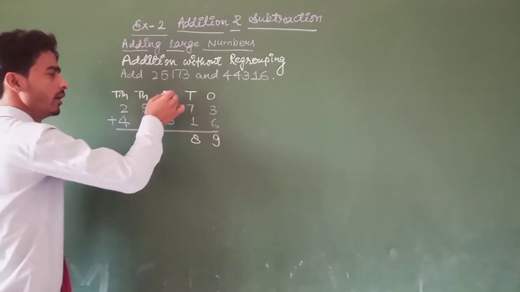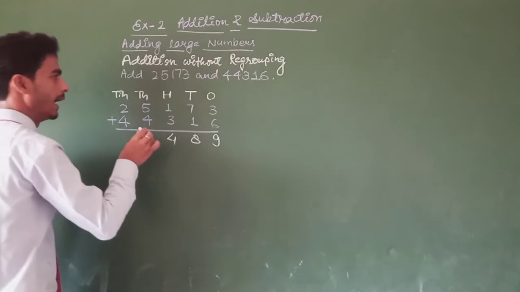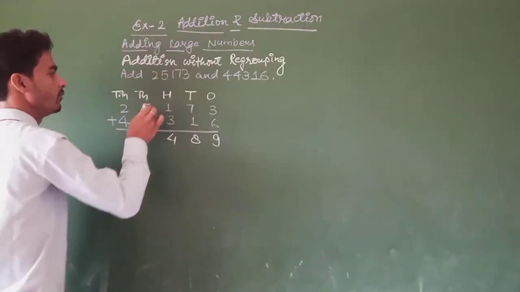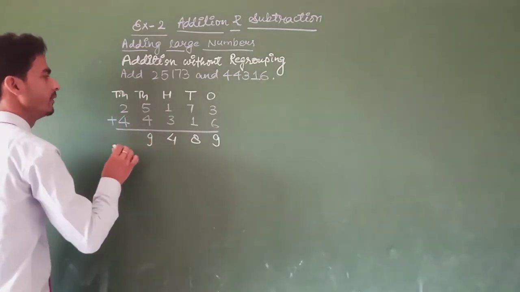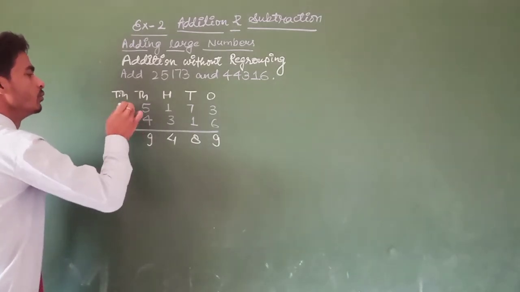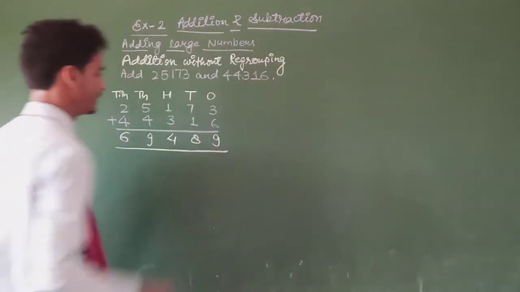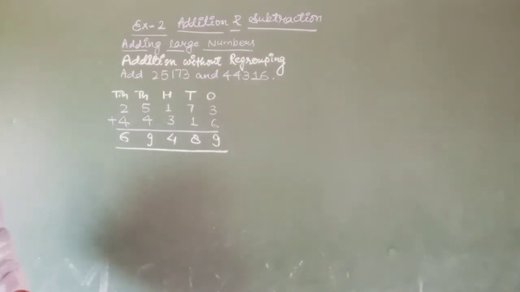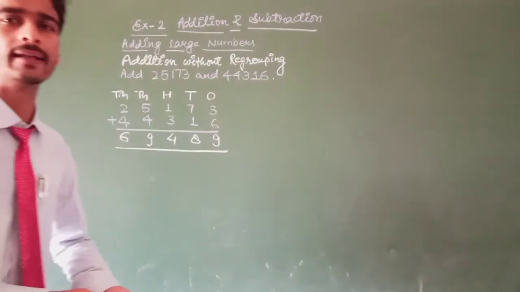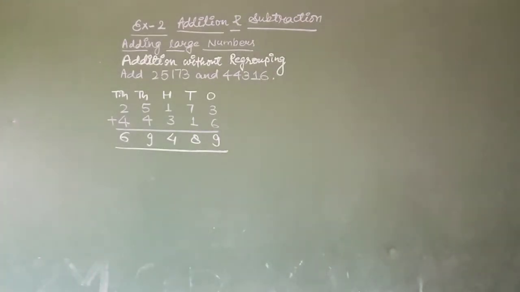And in step 3 add the hundreds, 100 plus 300, that is 400. And in step 4 add the 1000s, 5000 plus 4000, that is 9000. And in step 5 add the 10,000s, 20,000 plus 40,000, that is 60,000. Okay, so the answer is 69,489. The answer is 69,489.